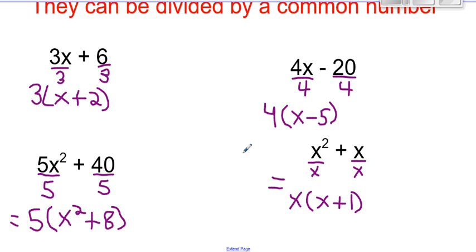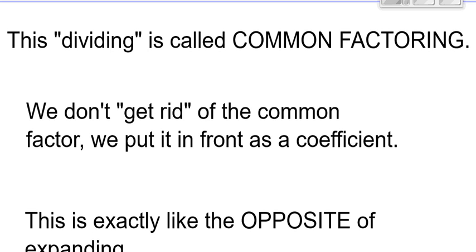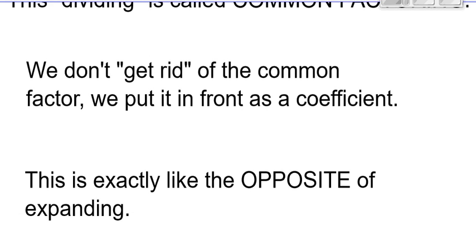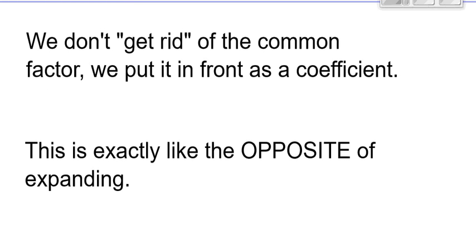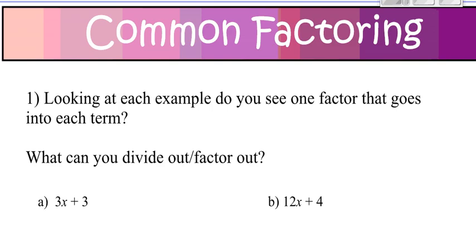So this dividing is called common factoring. We don't get rid of the common factor, we put it in front as a coefficient. This is exactly like the opposite of expanding. So instead of expanding out, we are grouping things together by common factoring. Looking at each example, do you see one factor that goes into each term? What can you divide out, or factor out?